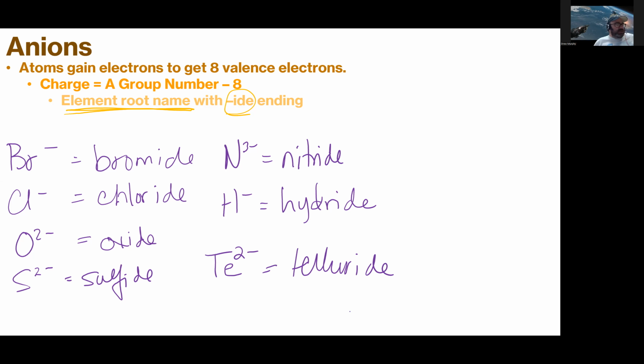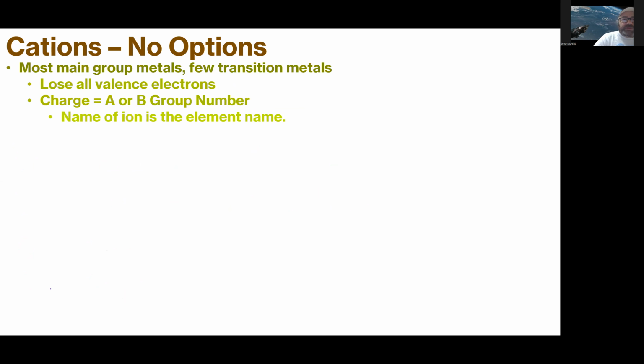Okay, the stressful part comes with the cations because as we've seen before, there's two different flavors, some that have no options for charge and some that do have options for charge. We'll start off with the no options one because this is going to be, again, a little bit more straightforward. So this is almost all of the main group metals, and a few of the transition metals will have this no options, right? And when you have no options, it means you lose all of your valence electrons and the charge is equal to your A or B group number.